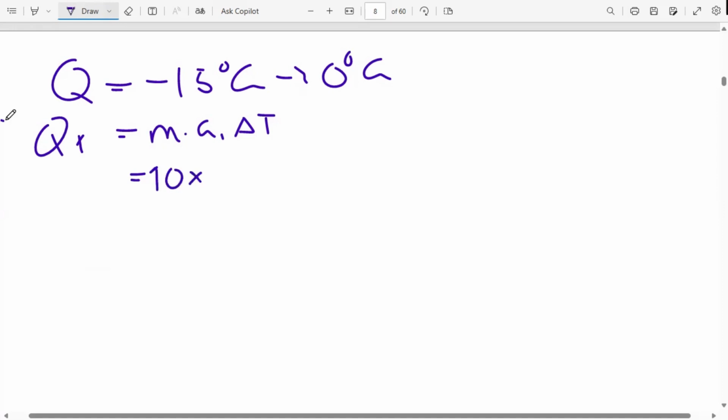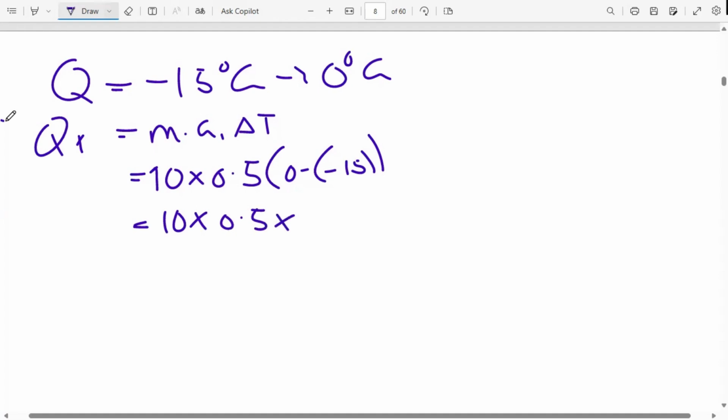They give us 10 grams of ice multiplied by the specific capacity of ice, which is 0.5, multiplied by the change in temperature, which is 0 minus negative 15. So this is going to be equal to 10 multiplied by 0.5 multiplied by 15. Negative and negative make a positive. Therefore, Q1 will be equal to 75 calories.